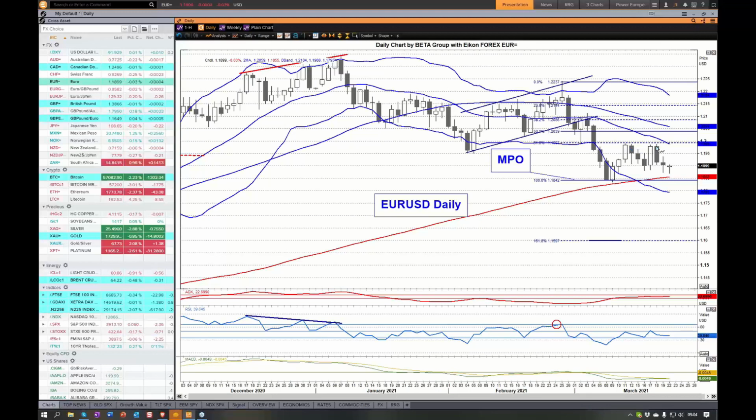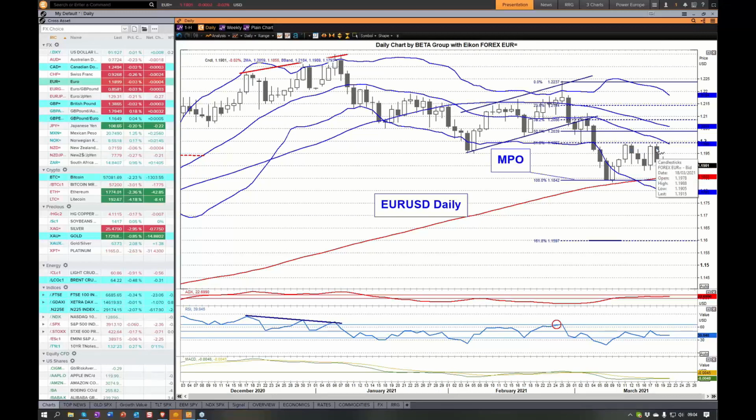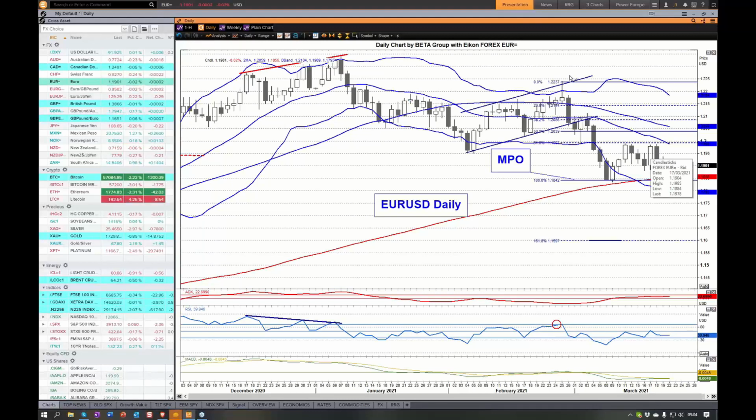The resistance for the week is going to be the high of 119.90, but I really think if it were to trade back up to there, there's so much resistance above that it will struggle to make any progress there.